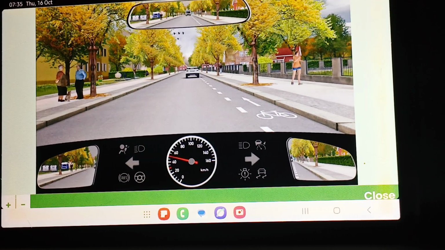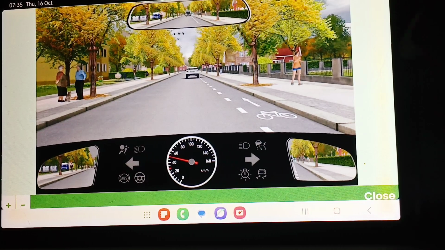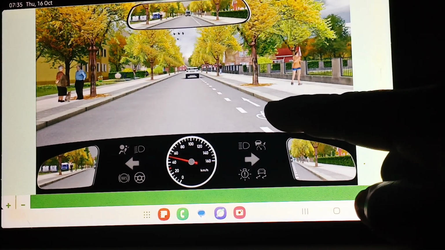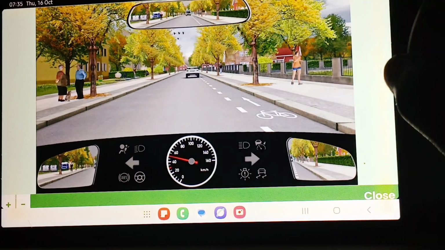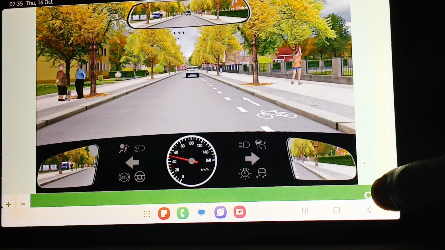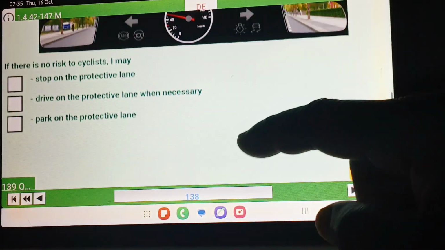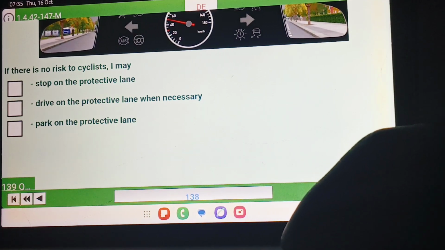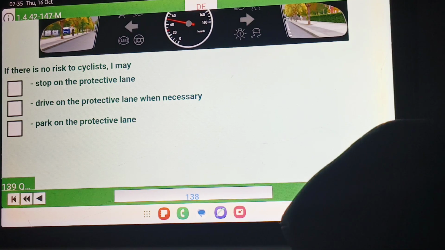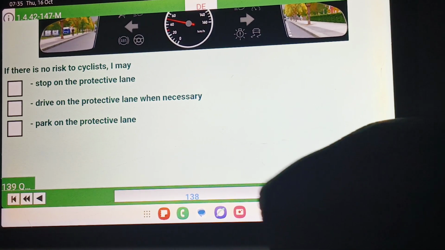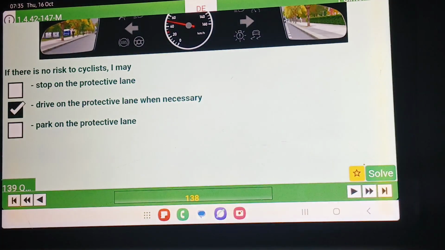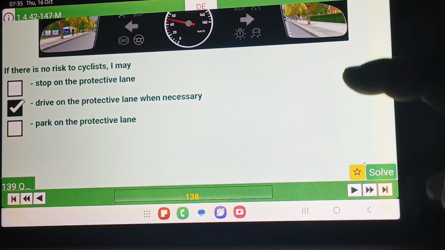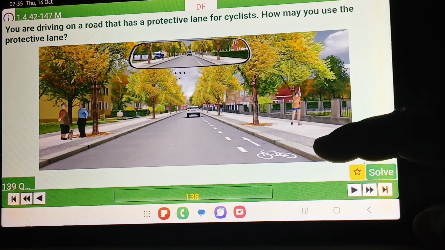And even though you want to ride on it, make sure you do not endanger cyclists. Okay, so you can only use this cycle path when it is necessary, not every time. Okay, only when it is necessary. If there is no risk to cyclists, I may stop on the protective lane. No, I may drive on the protective lane when necessary. Yes, only when it is necessary, not every time.